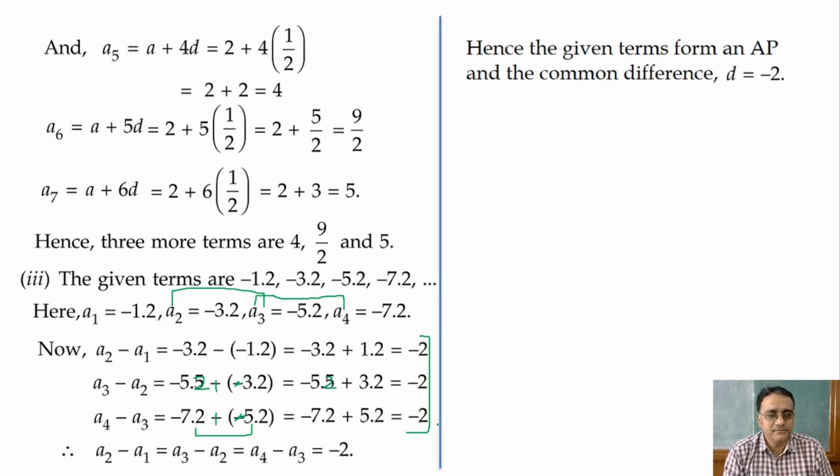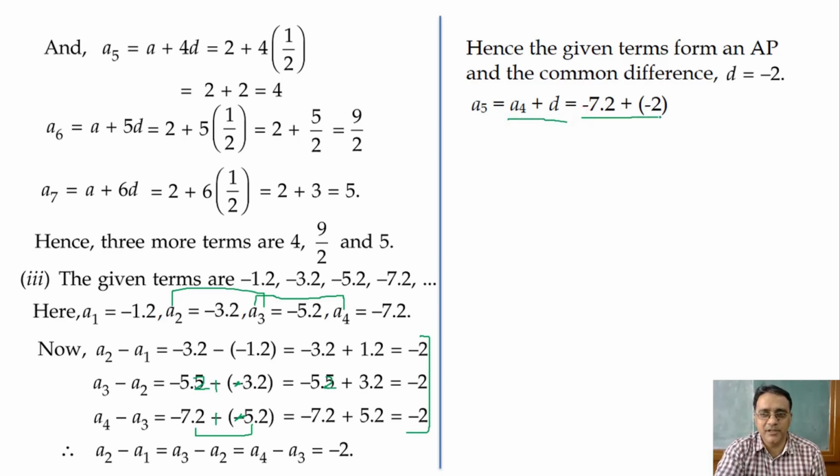Any doubt? No, sir. Now we have to find the next 3 terms. So A5 has to be found. Because here all the numbers are there, there is no fraction, I am using the second method. That is A4 plus D, minus 7.2 plus minus 2. What are we getting? Minus 9.2. Right, minus 9.2. Then A6.